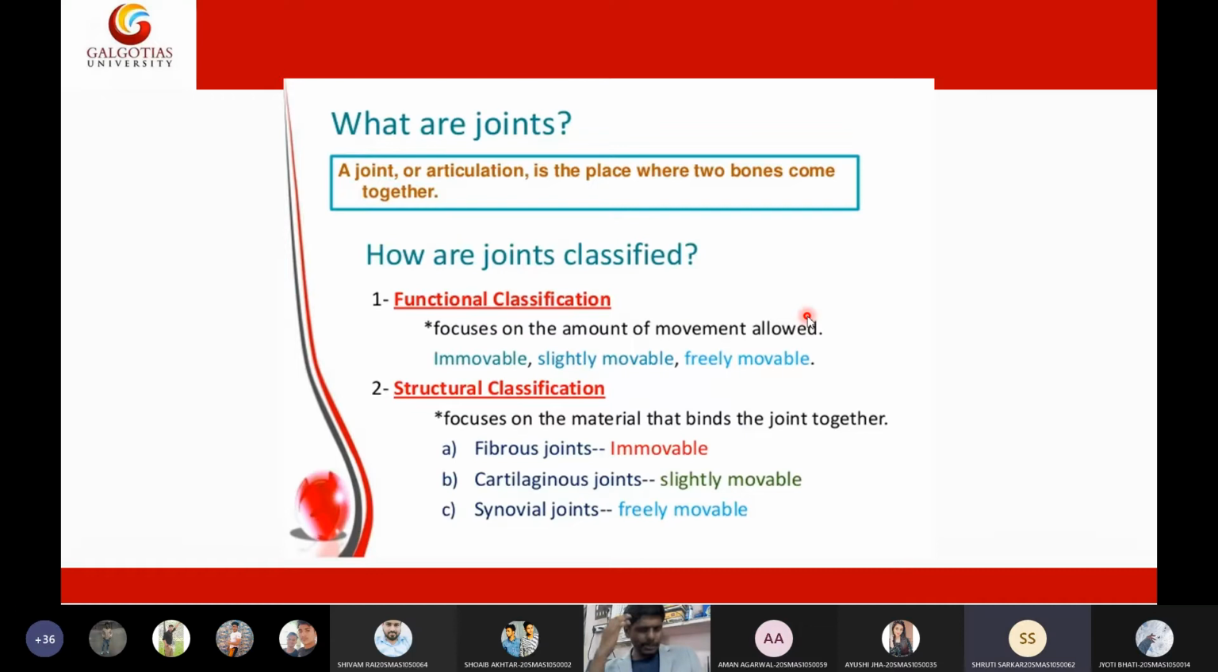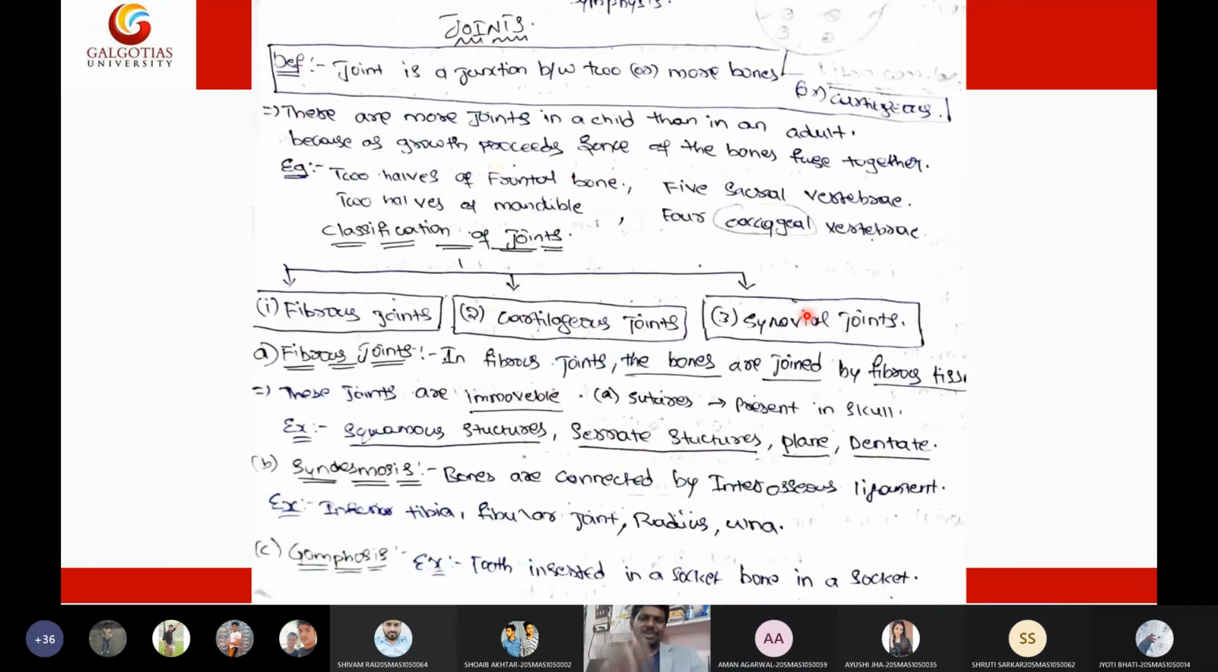Very good. And what are the joints present in the skull? Sutures. Can you name the types of sutures, students? I know it is tough for you. They are plain, squamous, serrate, and dentate sutures. I will show you the picture later, then you will get some idea.